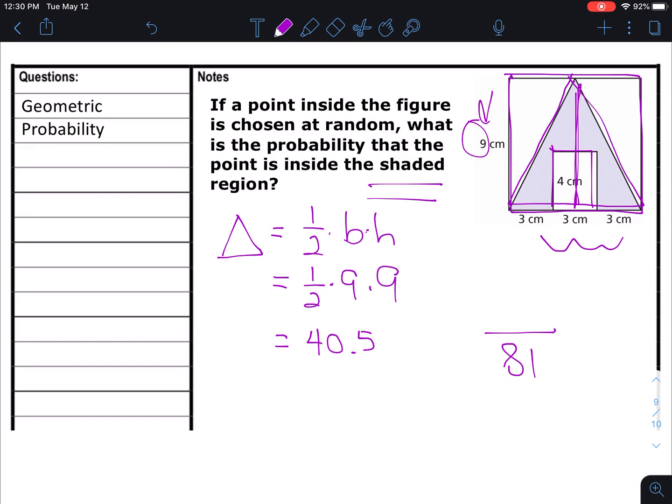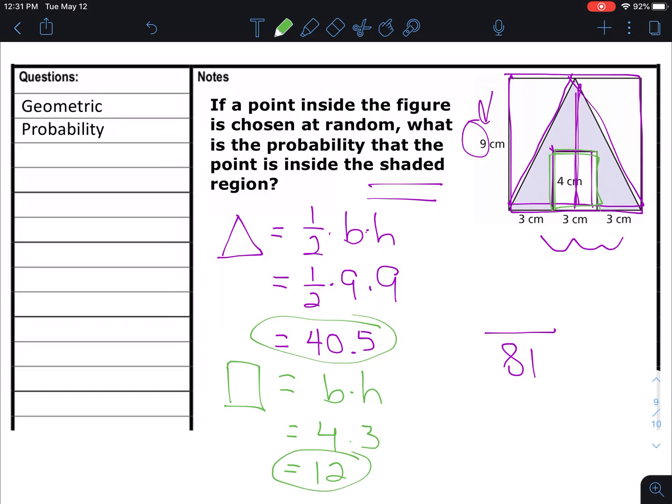So the next thing we want to find is this little rectangle here in the middle. So remember, that's just base times height for a rectangle. So that would be 4 times 3, which is 12. So now I want to subtract this number and this number. Okay, so 40.5 minus 12 would give me 28.5.